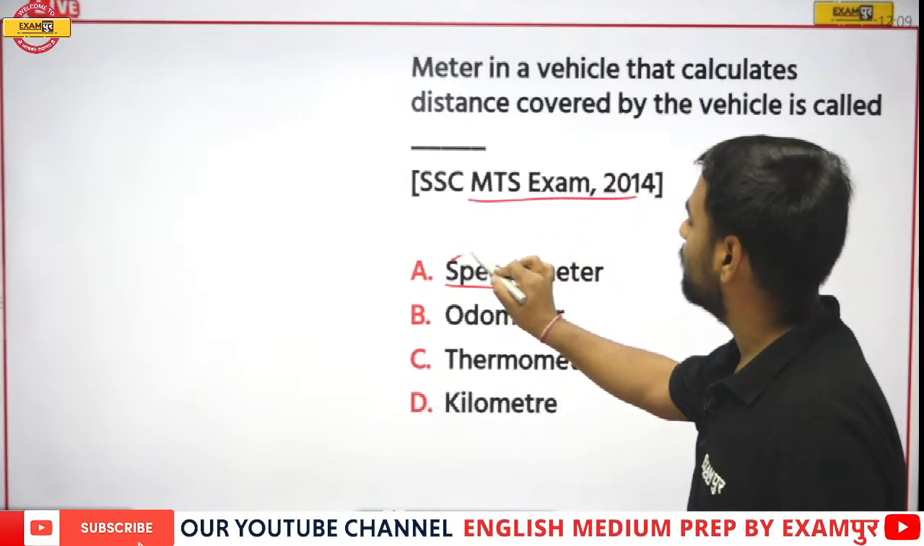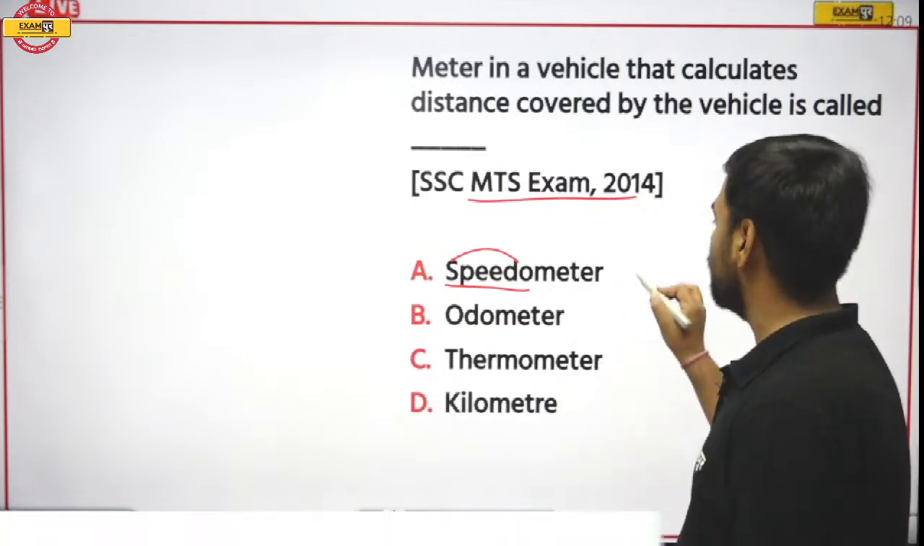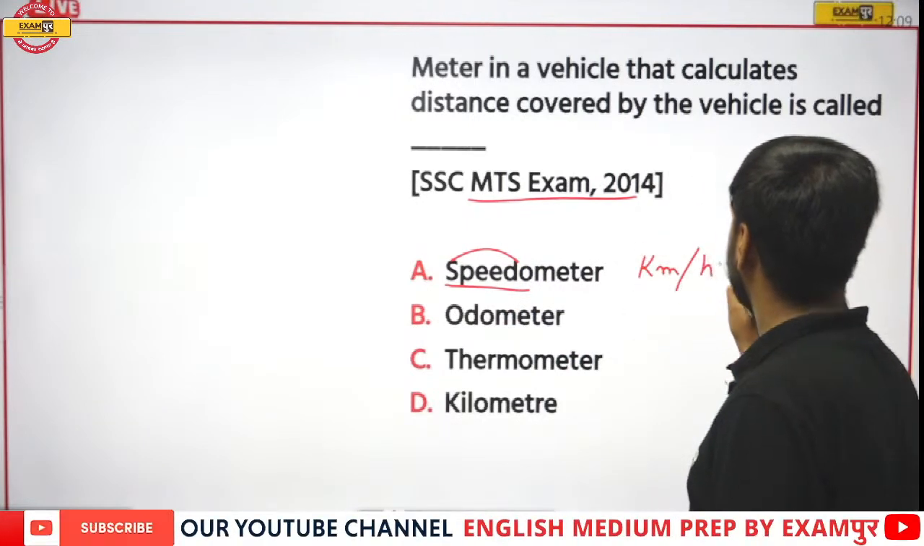So let me tell you, when we are talking about speed, this means we are talking about what? There may be kilometer per hour, or it may be miles per hour.